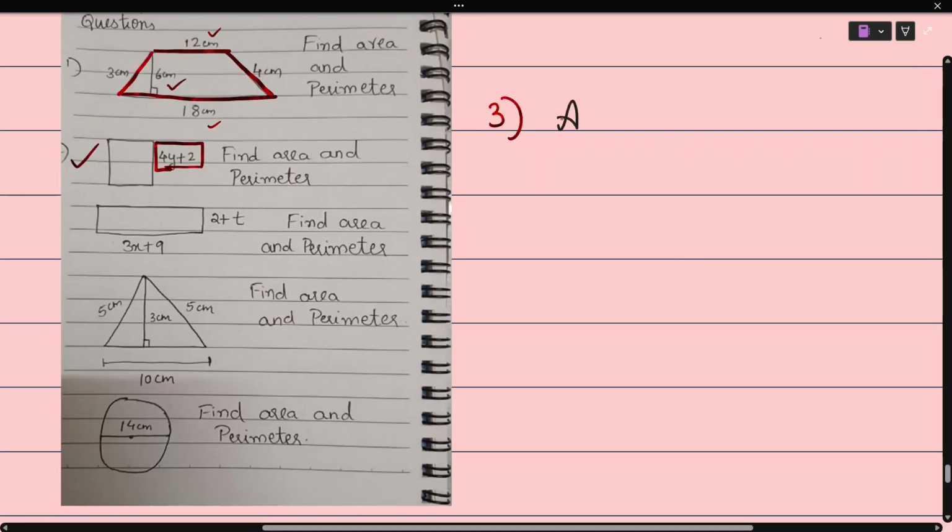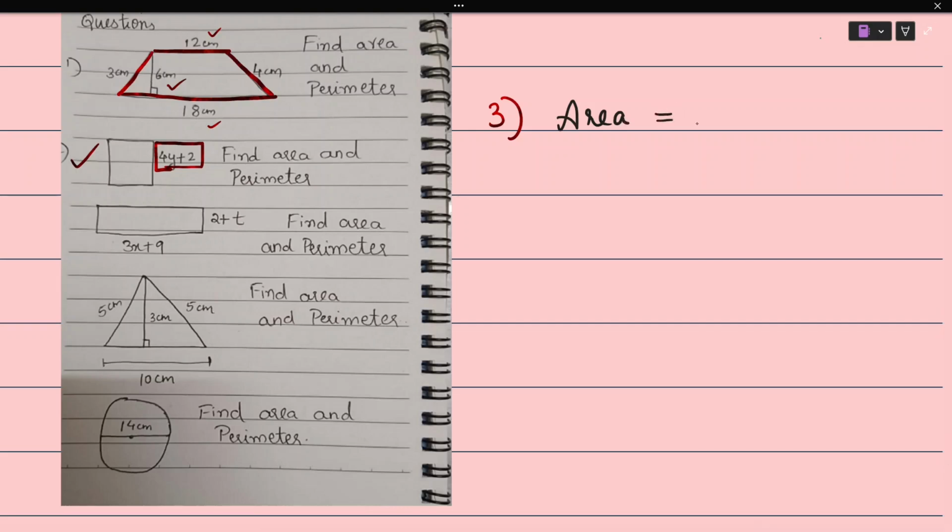Next we are going to solve the area and perimeter of a rectangle. So what is area of a rectangle? Area of a rectangle is equal to length times breadth. So L stands for the length and B stands for the breadth. In some textbooks you can also see breadth as width.